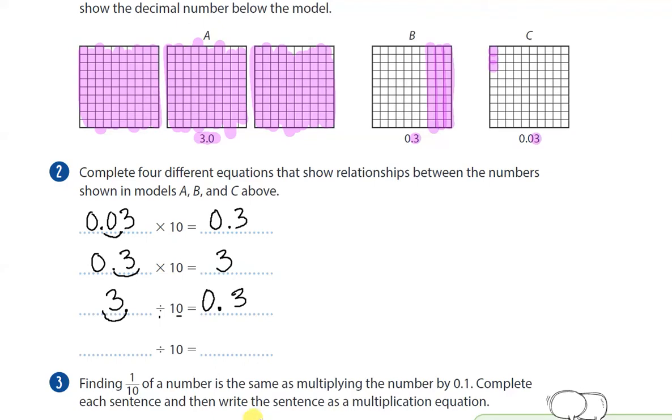I'm going to take my 0.3 and make it smaller by 1 place value. I'm going to move that decimal over there. So now it's 0.03. You can put the 0 there if you want to. It does not matter.